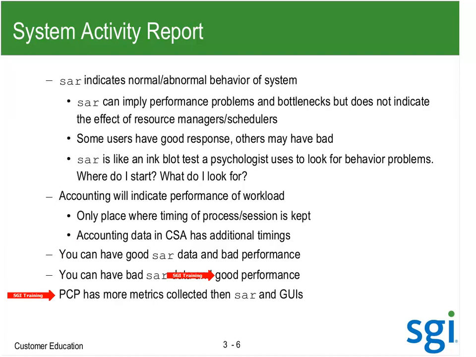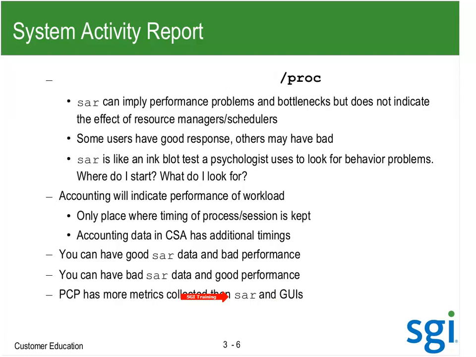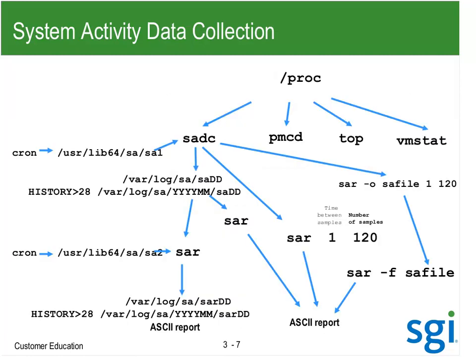Now, Performance Copilot gets to the same statistics as SAR does, as well as more. So PCP gets to a lot more statistics than SAR. And PCP has GUIs to it. There are some GUIs to SAR data as well that I want to show you. So everything, whether it's PCP using PMCD, top, vmstat, or SAR, all go to /proc to get their data.